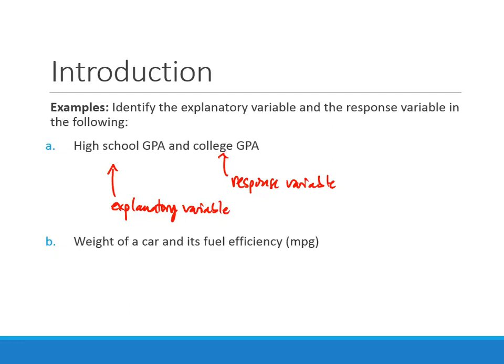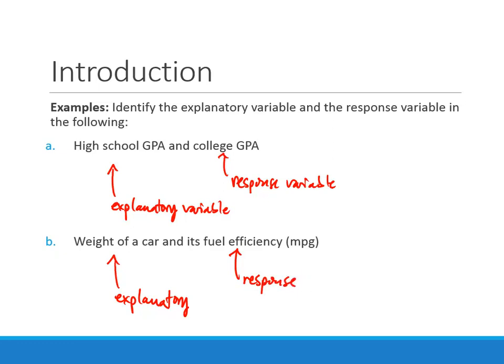How about this second example? If we're looking at the weight of the car versus its fuel efficiency, this one's maybe a little bit more straightforward. What's our explanatory and response? So which variable is influencing the other one? Yes. So the weight, certainly the fuel efficiency is not influencing the weight of the car. It'd be the other way around. So the weight of the car will again be our explanatory variable, and the fuel efficiency would be our response.